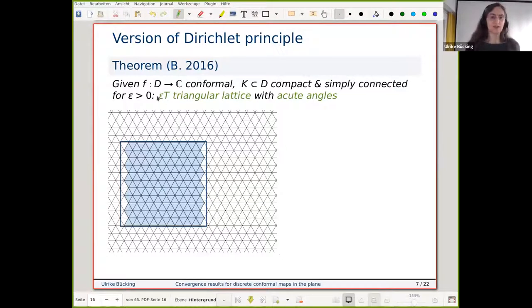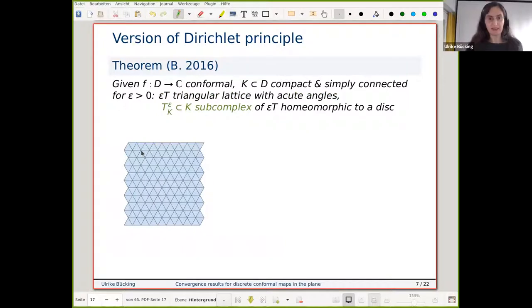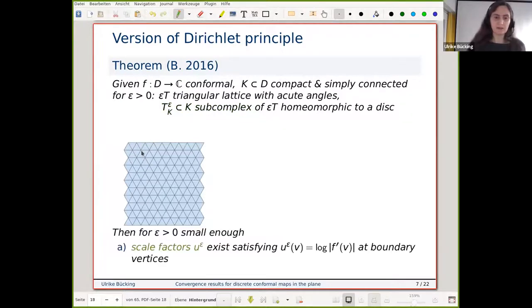Then I scale the whole triangulation by some parameter, which will be our discretization parameter all the time. And then, as indicated here, within this whole triangulation, I take a subcomplex which sits inside my chosen compact domain, and which we will take as an approximation of our pre-image domain. So a discrete pre-image domain. And then I could show that the scale factors really exist, satisfying these boundary conditions, if this parameter epsilon of the triangulation is small enough.